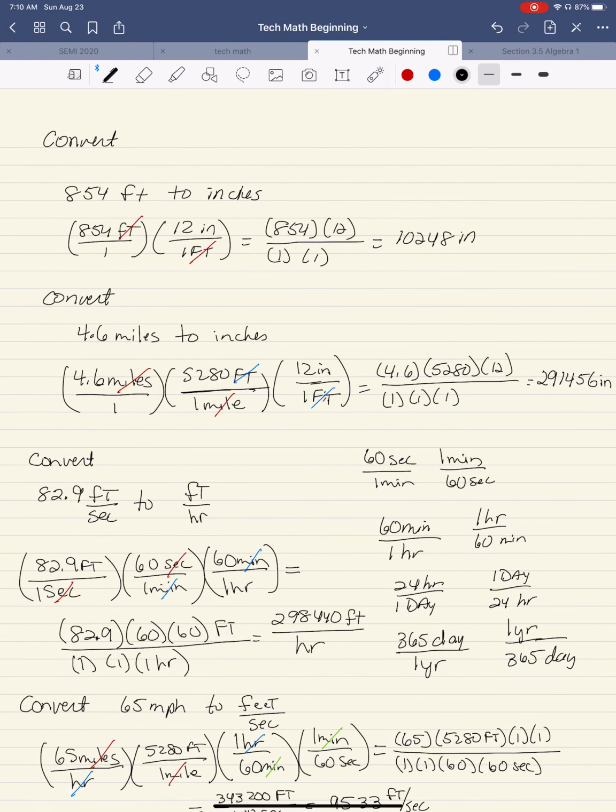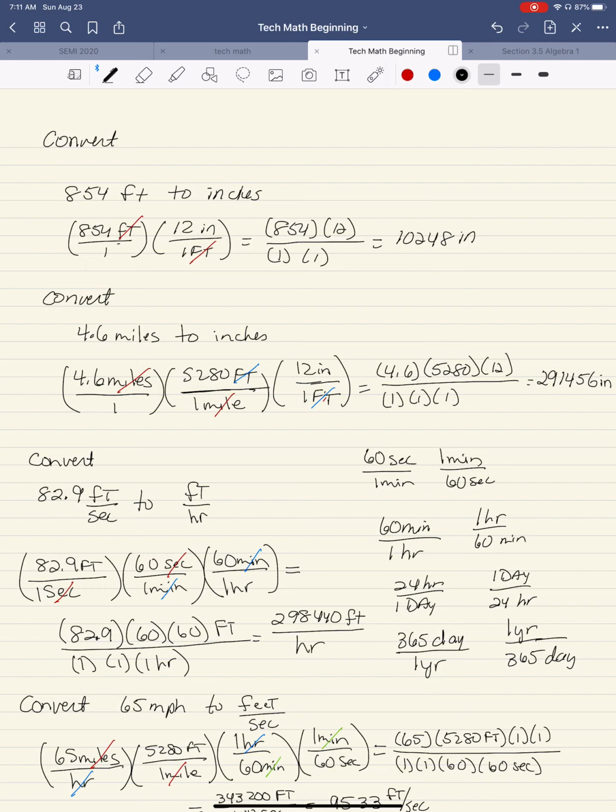Next, you want to convert 854 feet to inches. So here again, you take the original number, put it over 1, so 854 feet over 1, and I'm still going to use the 12 inches over 1 foot. This time my original number has feet in the numerator, so my conversion factor has to have feet in the denominator. The feet divided by feet cancel, so the numbers that are left in the numerator are 854 times 12, and the denominator has a 1 times 1. So the answer is pretty much just 854 times 12, or 10,248 inches.